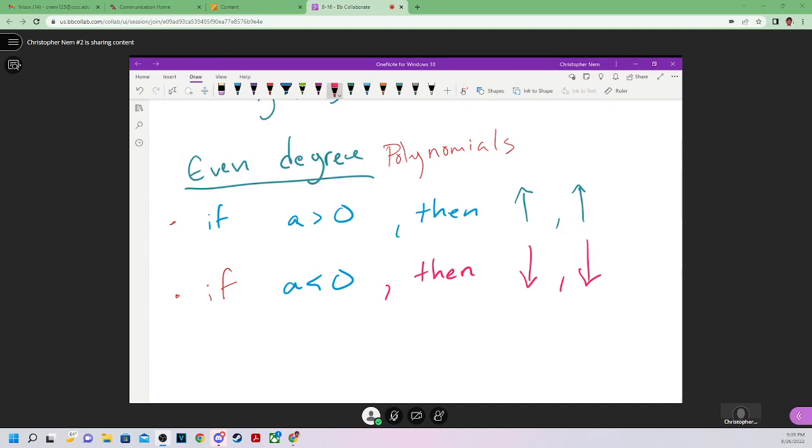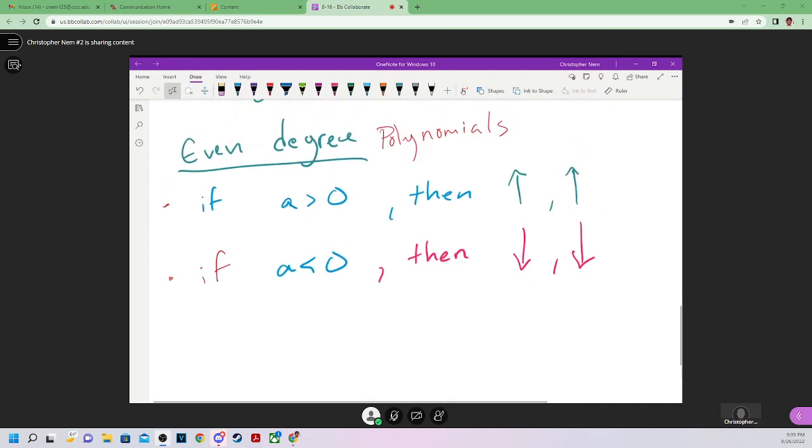The statement is, as x approaches negative infinity, then y will approach negative infinity. Or another one would be, as x approaches positive infinity, y would approach negative infinity. That's what happens when you have a reflection across the x-axis, or if your leading coefficient is negative. They mean the same thing. All right, this is for even degree polynomials. We can generalize that, and I'll give you an image of that.